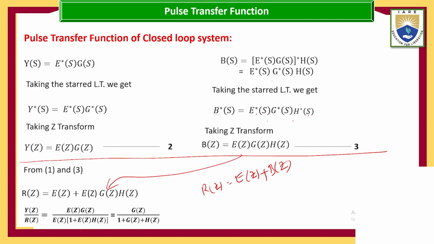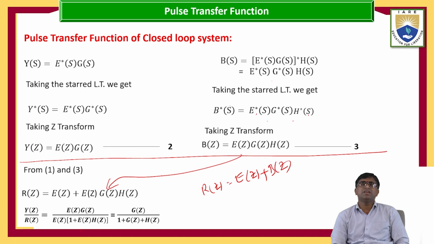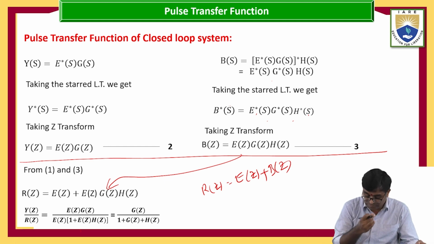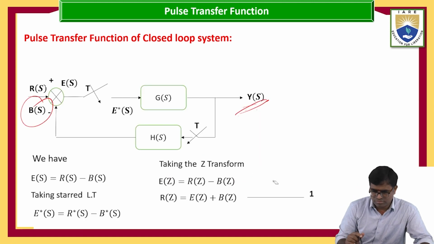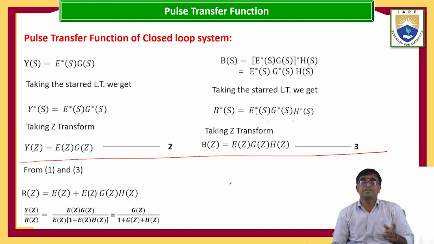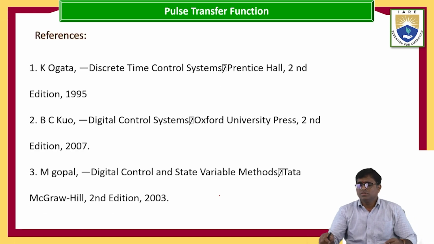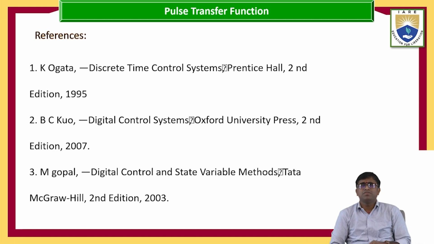So this is the pulse transfer function of the closed loop system. Similarly, as in control systems, G of S by 1 plus G of S into H of S. Here it is G of Z by 1 plus G of Z into H of Z. This is the pulse transfer function of the closed loop system. Same as the final answer G of S by 1 plus G of S into H of S, in case of the Z transform, H of Z. So this is your pulse transfer function in case of the Z transform. Now it is completed.